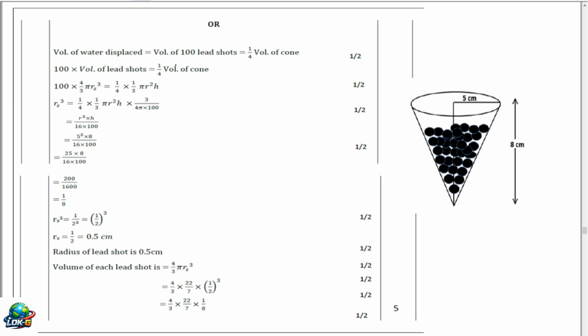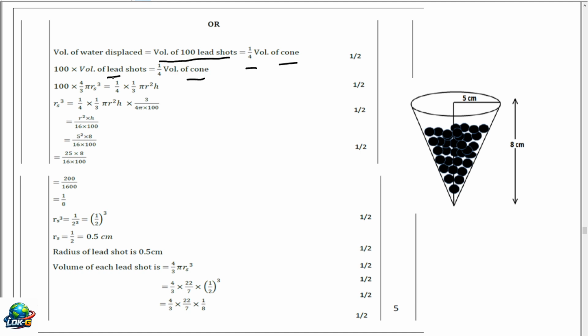Volume of the water displaced is the volume of 100 lead shots. This is according to Archimedes principle. Whenever a substance is added, it will displace water equal to its volume, the volume of the substance added. Therefore, volume of 100 lead shots is equal to 1/4 of the volume of the cone. Therefore, 100 into the volume of each lead shot is equal to 1/4 of the volume of the cone.